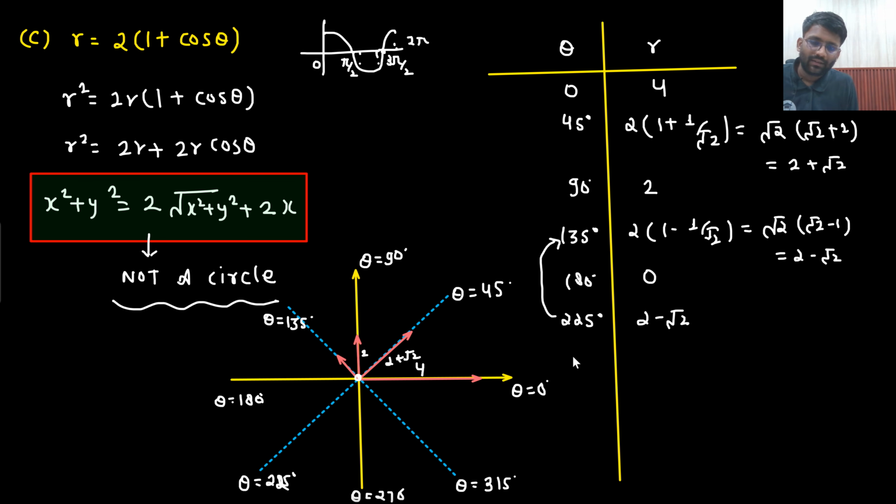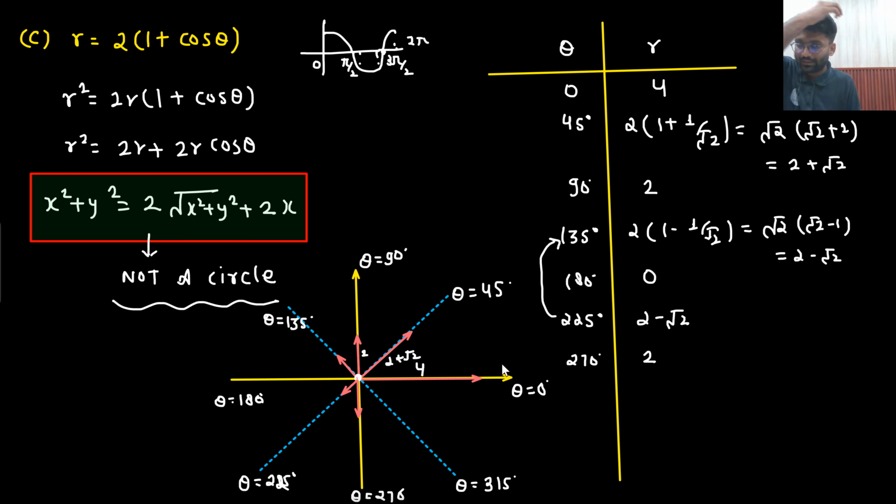After that, 270 degrees. At 270, cos will be 0, so 1 plus cos is 1 only, multiplied by 2, the value will be 2. So here you got 2 minus under root 2, here you got 2 minus under root 2, then you got the value to be 2.